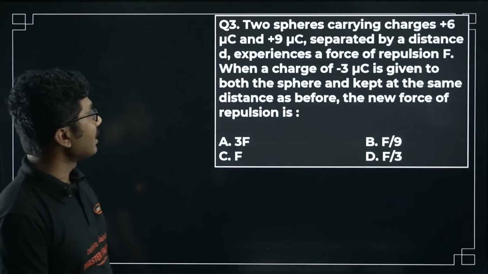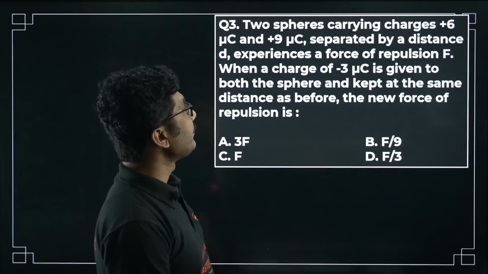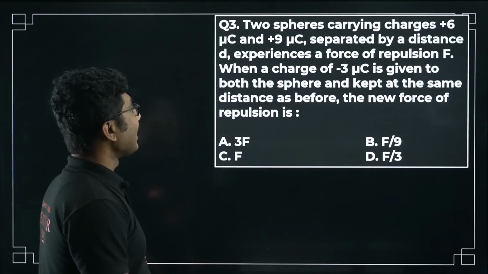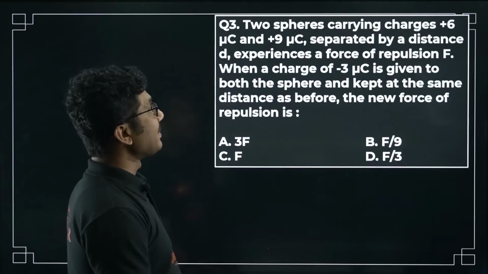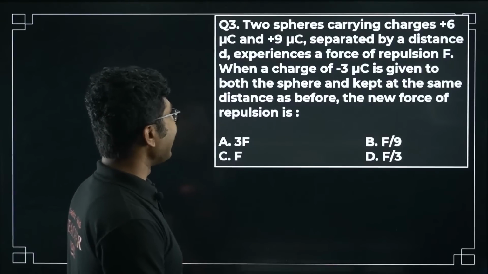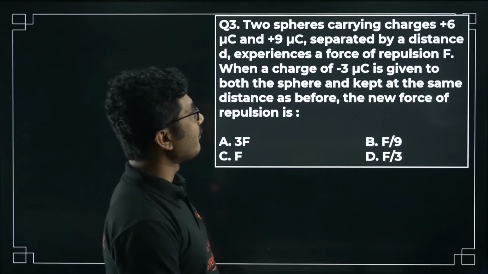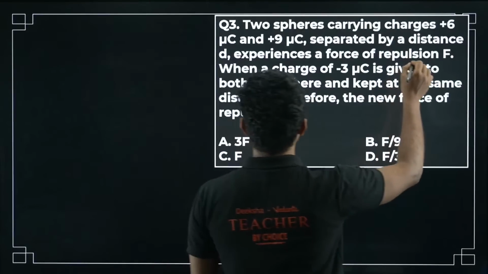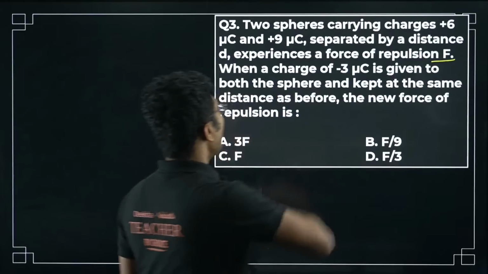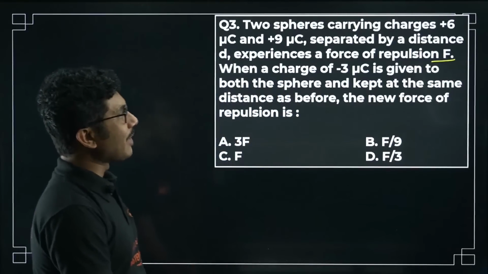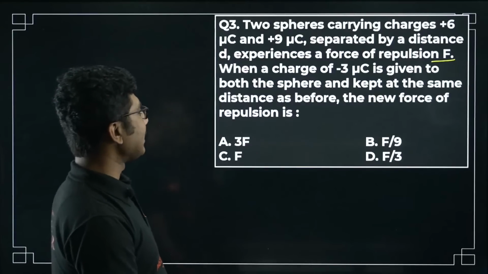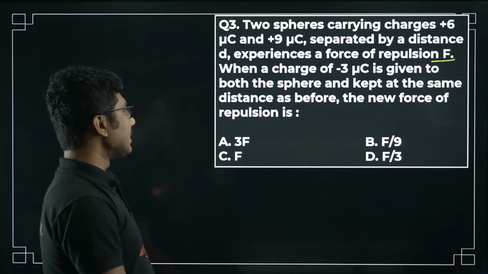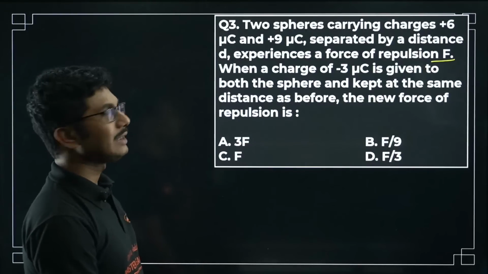Let's move on to question number 3. Two spheres carrying charges plus 6 microcoulomb and plus 9 microcoulomb, separated by a distance d, experience a force of repulsion F. The value of F is not given. When a charge of minus 3 microcoulomb is given to both the spheres and they are kept at the same distance as before, the new force of repulsion is?